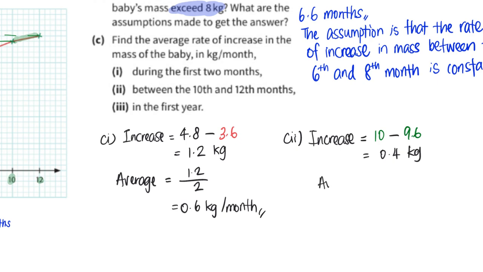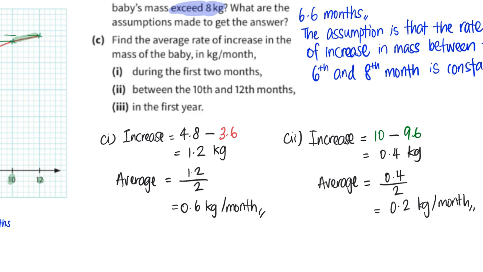And therefore, the average between the 10 and the 12 months will be 0.4 divided by 2 months only, 0.2 kg per month.